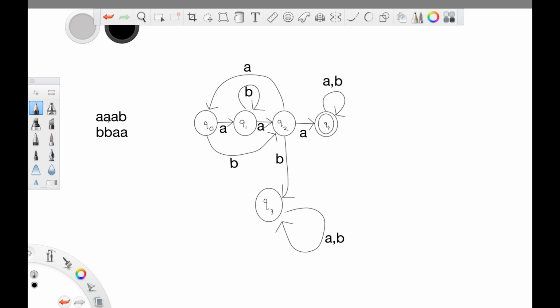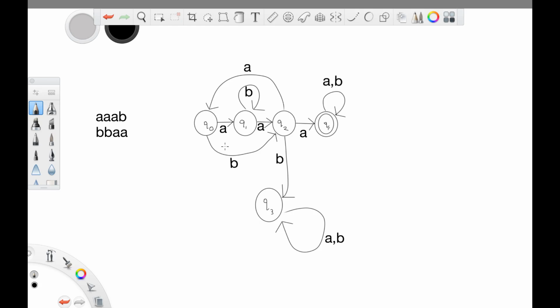What about BBAA? Well, the first B puts us in Q2, the second B puts us in Q3, and the two A's just put us in Q3 again. Now, there's no way of getting out of Q3. There's no transition from Q3 to any other state. So this means it's a dead state. So it's like a dead end. And what that means is BBAA is not a part of this language.